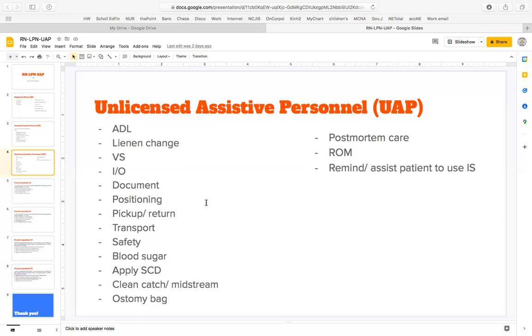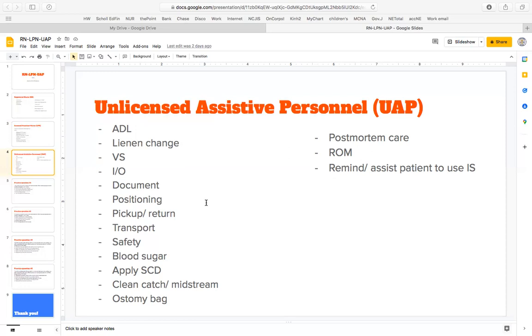UAP feed them, right? If UAP sees that this patient is having difficulty swallowing, I need to report this to the nurse. They can do that, but can they assess? Can they be like, why does this patient have this problem? I'm gonna check this and that. No, they can't. Nurse is gonna do that. Next, we have repositioning the patient, such as elevating their limbs. UAP can help hold the patient down during a procedure.